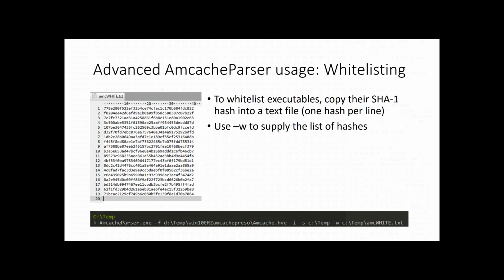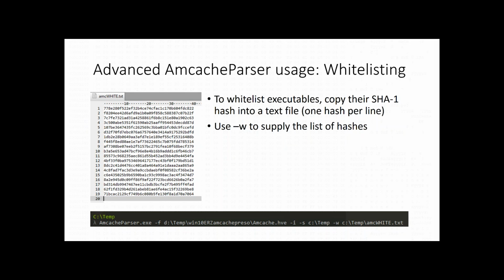All they have to be is in a plain text file, one SHA on a line. It doesn't need any kind of prefix or anything else. And after you save that file out to somewhere, all you need to do is supply that path to the W switch, and Amcache Parser will ingest all those SHAs, and then compare them against everything that's found in the hive.